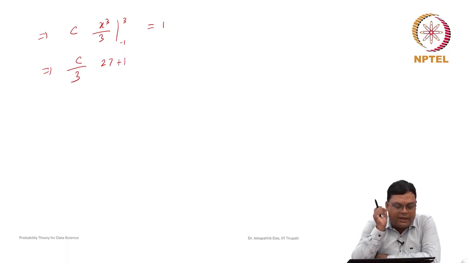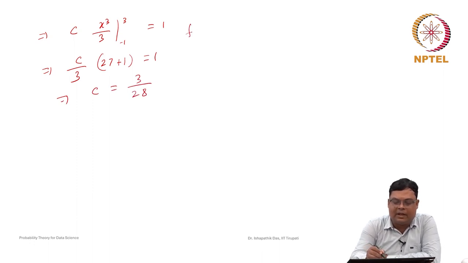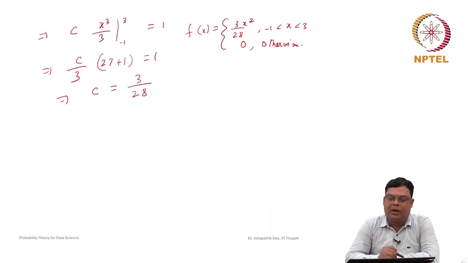Please check that: 3 cubed is 27, then minus of minus 1 whole cube, so again another minus is coming. So this is equal to 1, which implies c is equal to 3 by 28. So our density function f(x) is 3 by 28 x square, whenever x is greater than minus 1 and less than 3, and it is equal to 0 otherwise.